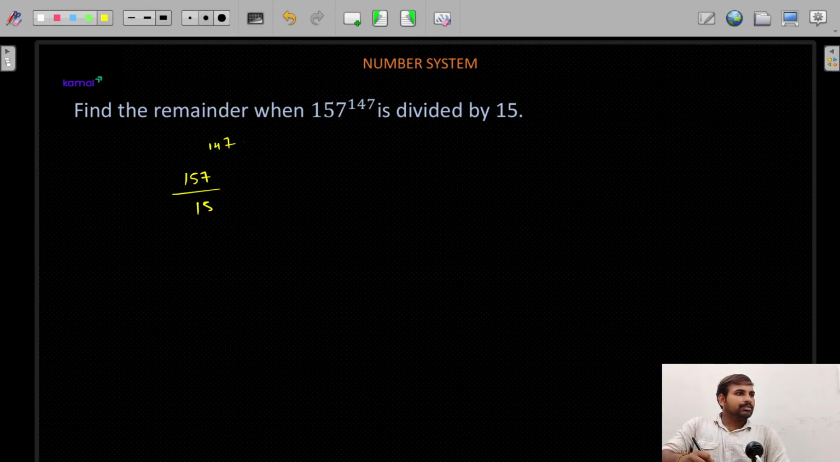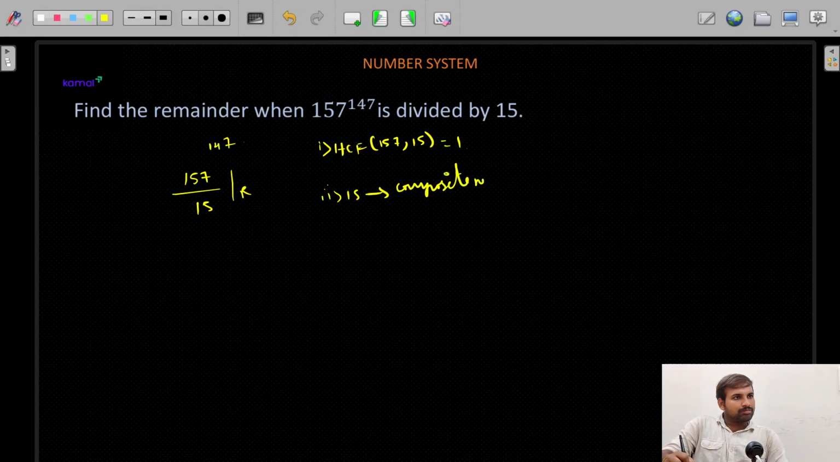I can clearly say that I want to find my remainder. The highest common factor of 157 and 15 is equal to 1, and 15 is a composite number. Then eventually the question will become: 157 divided by 15, I have to find my remainder, and then 147 divided by the Euler totient number of 15, and then I have to find my remainder. These are the two things I have to do. So now I will do that.